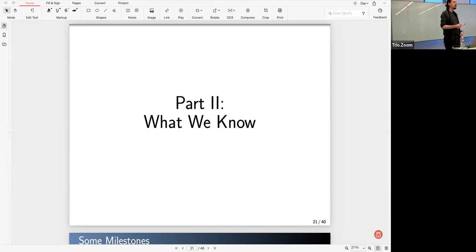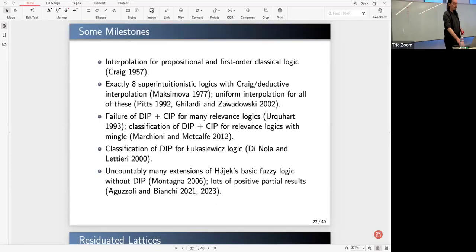So I haven't mentioned substructural logic up until this point, so let's talk about substructural logic. I'll now try to use some of the things that I have just discussed to talk about the state of the art of interpolation in substructural logics. So maybe some historical points.